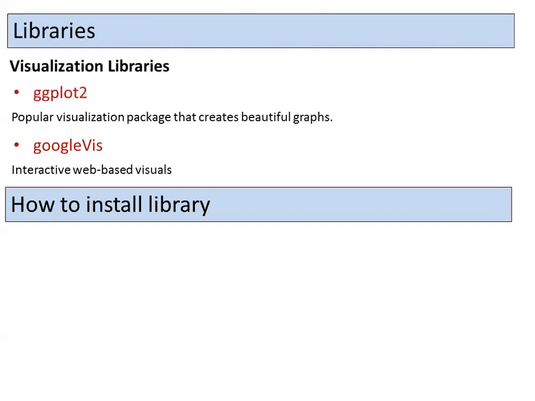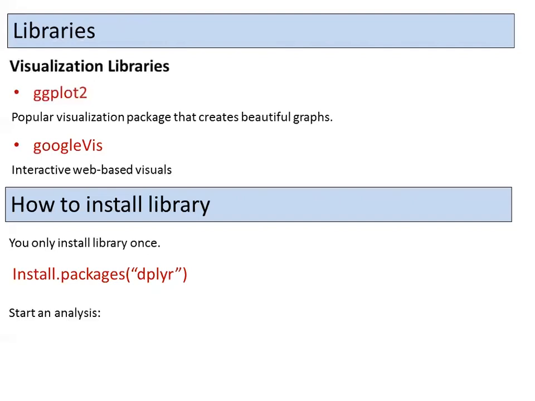Now, how do you install a particular library? You only install a library once. For example, if you want to install the dplyr library, on the R console you need to type install.packages and the name of the package that you want to work on. Then, to start your analysis, you need to type library and then the name of the package that you've installed, and then you can go ahead with the analysis.